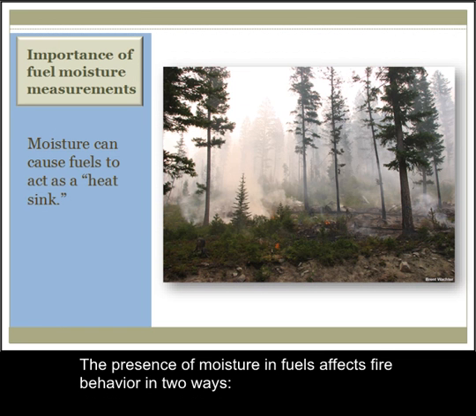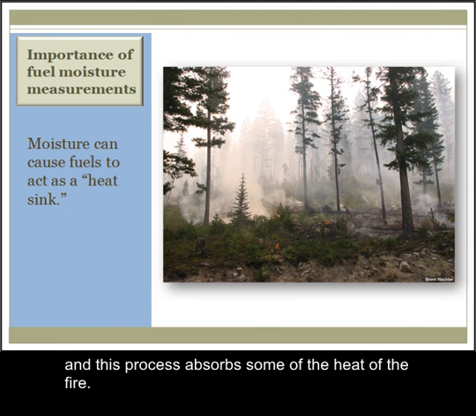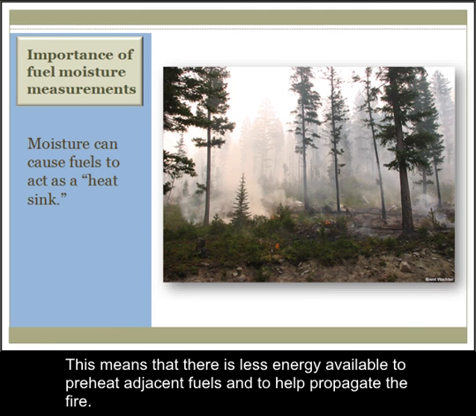The presence of moisture in fuels affects fire behavior in two ways. During preheating, excess moisture must be evaporated before combustion can occur, and this process absorbs some of the heat of the fire. This means that there is less energy available to preheat adjacent fuels and to help propagate the fire.